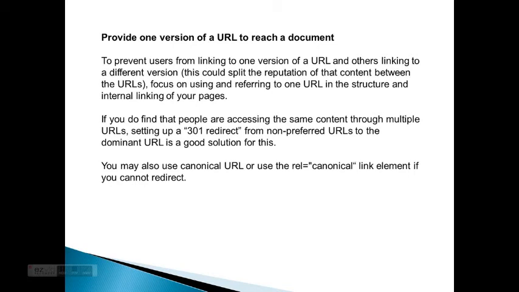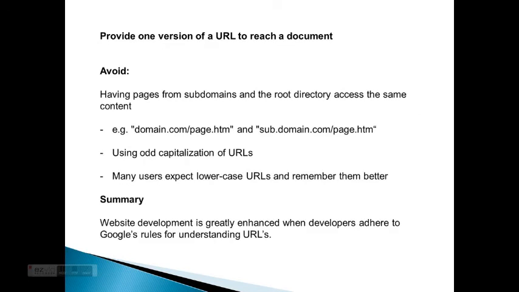If you do find that people are accessing the same content through multiple URLs, setting up a 301 redirect from non-preferred URLs to the dominant URL is a good solution for this. You may also use canonical URLs or use the rel equals canonical link element if you cannot redirect. Avoid having pages from subdomains and the root directory access the same content, for example domain.com/page.htm and subdomain.domain.com/page.htm.